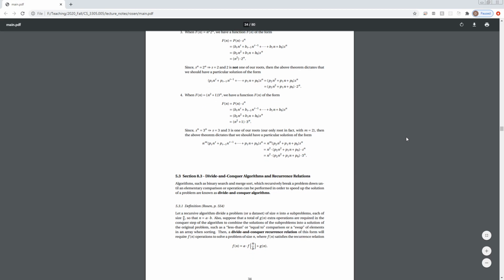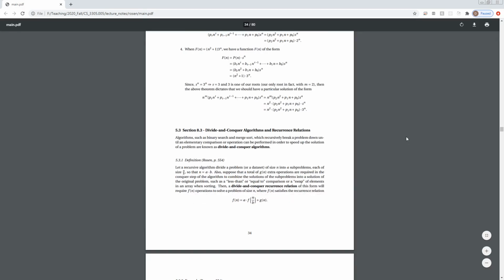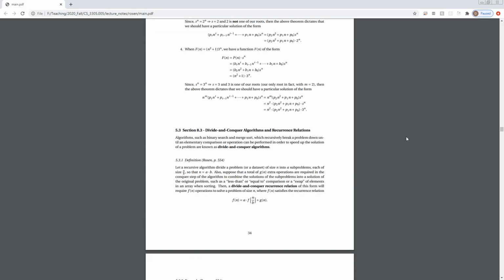Okay, so that's how to deal with the non-homogeneous terms in the linear non-homogeneous recurrence relation with constant coefficients.